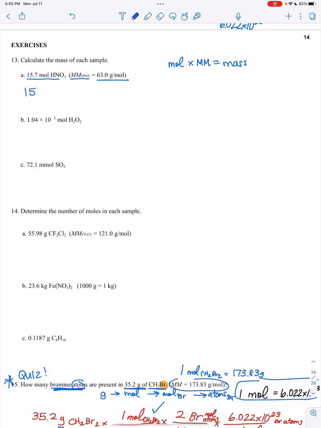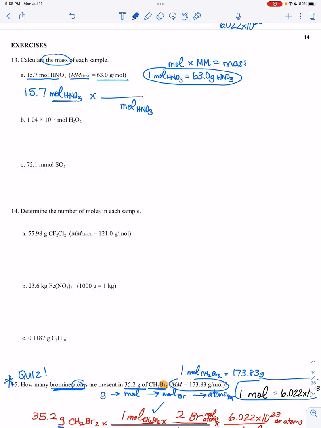I like doing that. 15.7 moles of HNO3 times, well, this conversion factor says 1 mole of HNO3 is 63 grams of HNO3. This is basically a conversion factor. It's a set of numbers that equal each other that I could use to convert between moles of HNO3 and grams of HNO3. So if I have moles of HNO3 for dimensional analysis, that goes on the bottom. If I want the mass, grams of HNO3 goes on top.